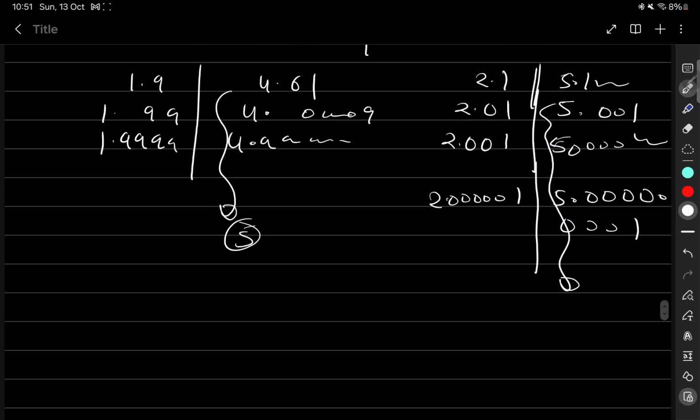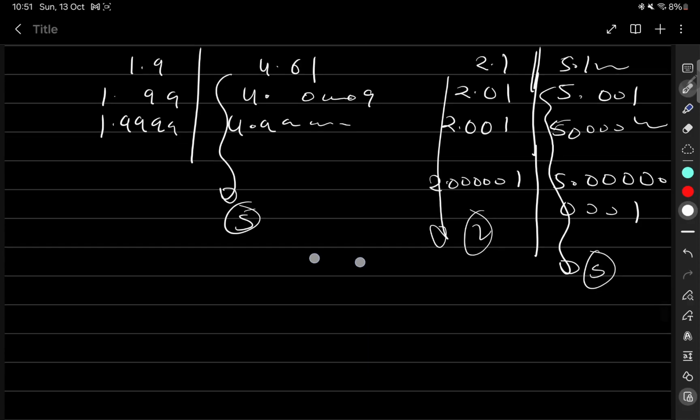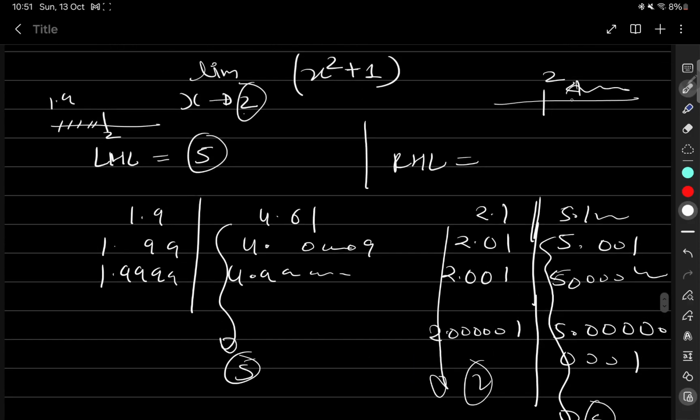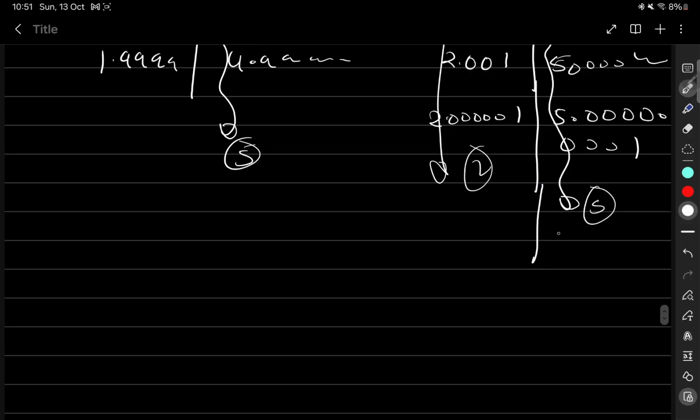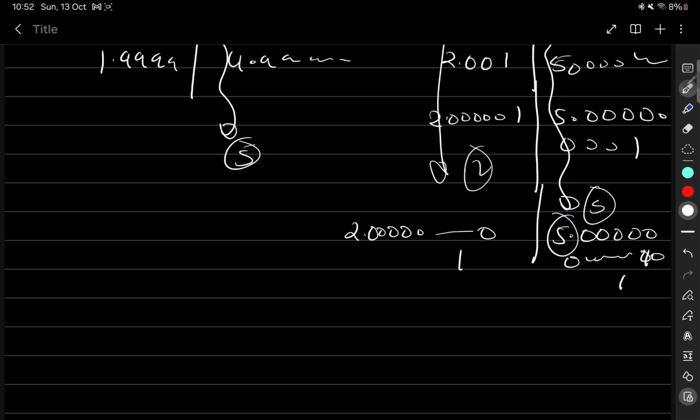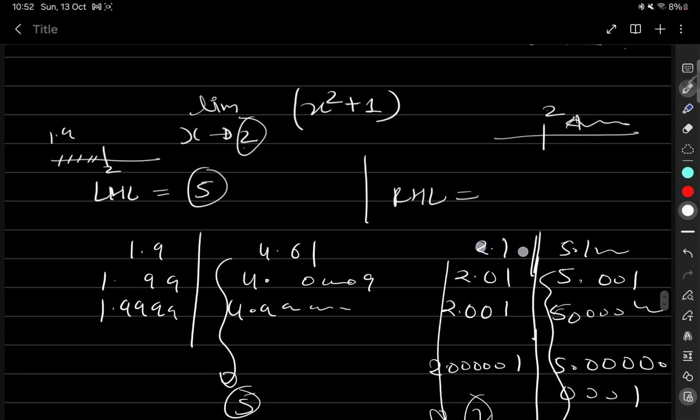So these values approaching towards 5, and these values approaching towards 2. So when we are moving from right hand side towards 2, these values also moving towards 5, approaching towards 5. So the smaller value you put, 0.00 with 100 zeros then 1, you will get 0.000 with 200 zeros then 1, because square is there. So this value is approaching towards 5, this value is approaching towards 2.